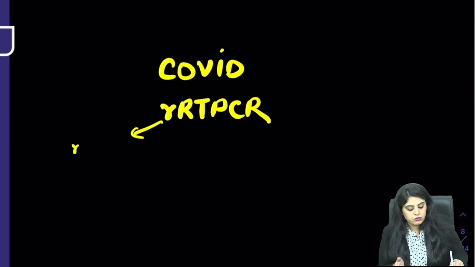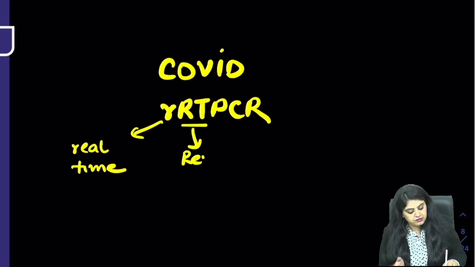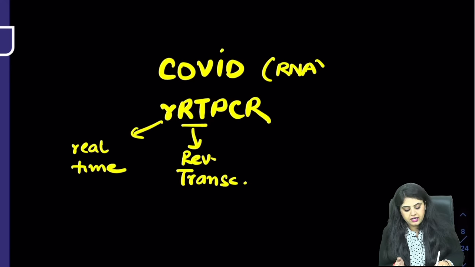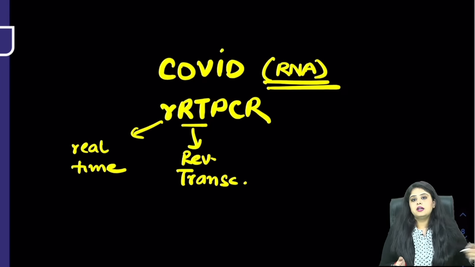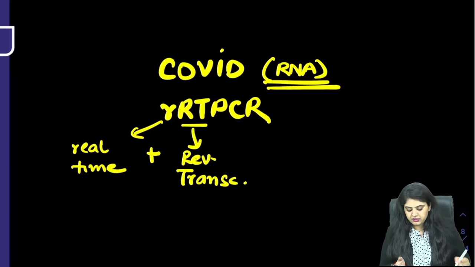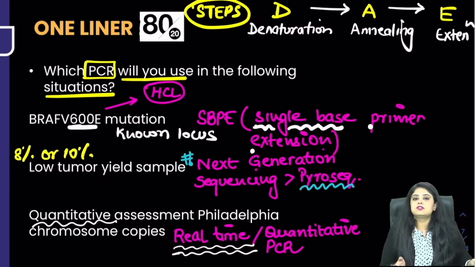Because, ma'am, 1 hour you have told us is real time, but 1 RT is reverse transcriptase. Exactly, because it's an RNA virus. COVID or coronavirus is an RNA virus. So we were doing RT-PCR, a combination of two PCRs. Very good. So your PCR questions also you've done.